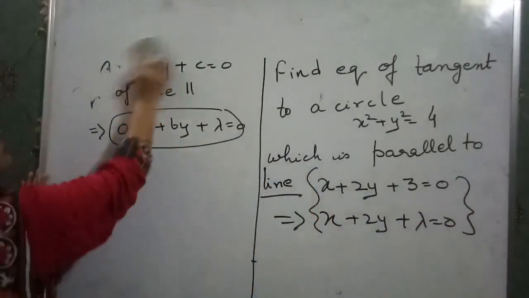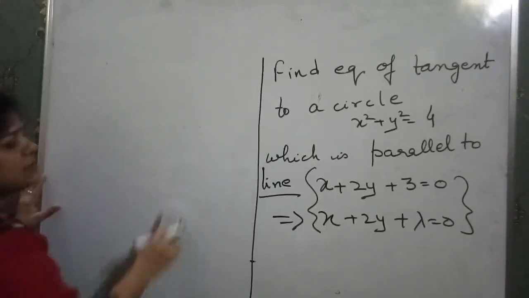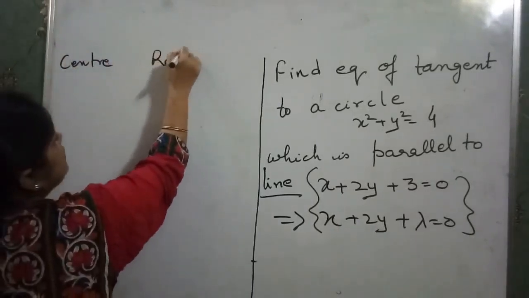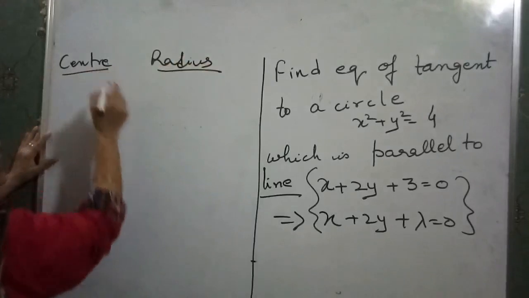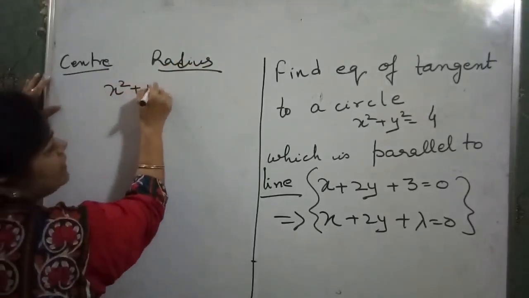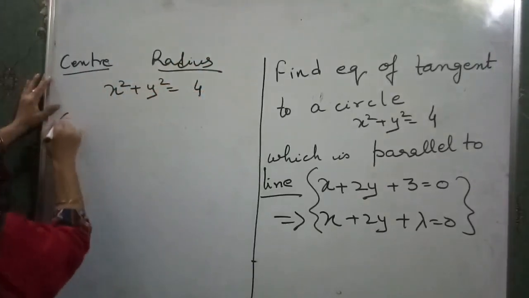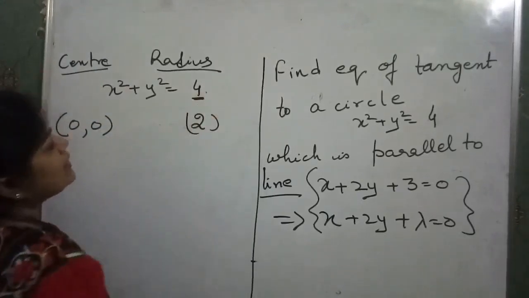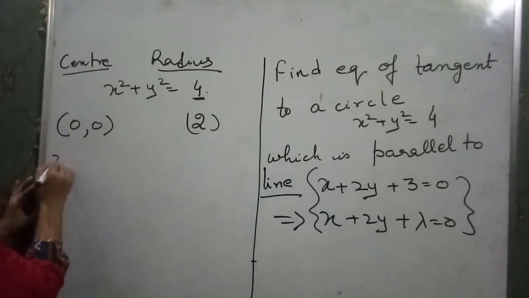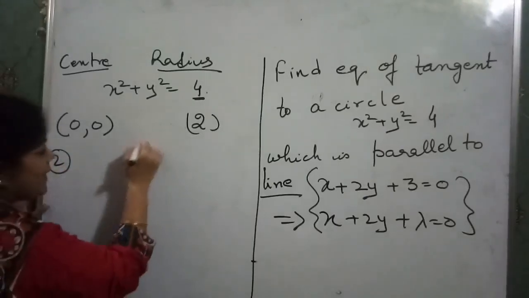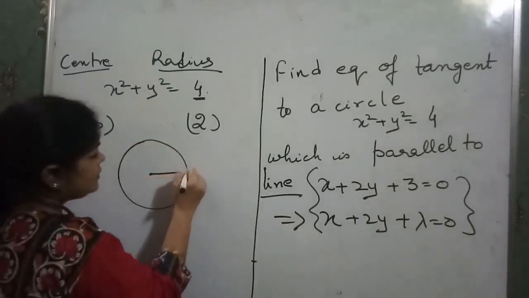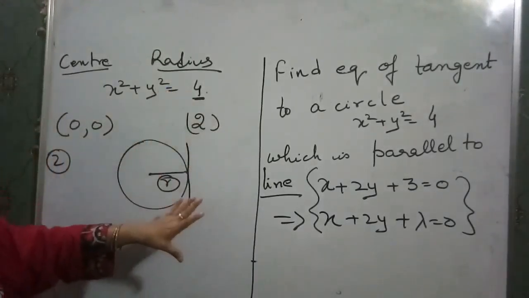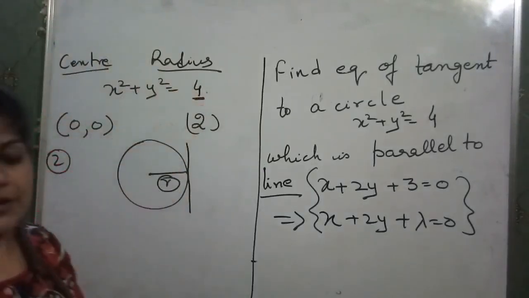Now the next step in these questions is to find the center and radius of the given circle. Our equation of the circle is x square plus y square is equal to 4. So here our center is (0, 0) and the radius is 2, because this is equal to r square. Now the second step, as I told you earlier, is that the perpendicular distance from the center to this line is equal to the radius. That means we have to equate the perpendicular distance to the radius of the circle.